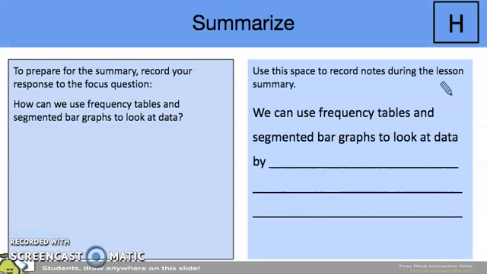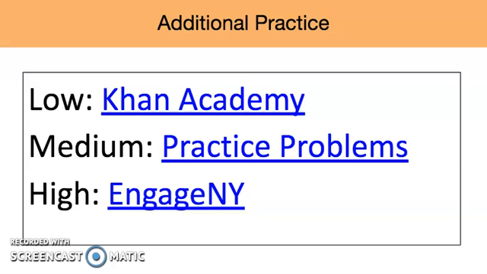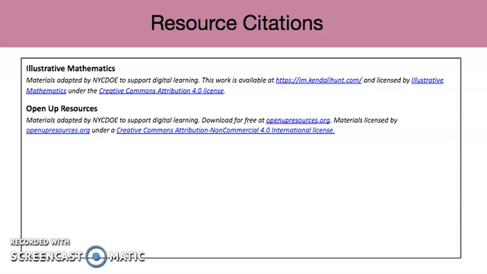They're going to summarize their answer to the question, how can we use frequency tables and segmented bar graphs to look at data? And here is a support video from Khan Academy, and here are some activities that they can do to continue practicing from Khan Academy, Open Up Resources, and Engage New York. And as with every lesson, here are the resource citations, and you can always look at these resources. That way you can look at what students should be doing at various grade levels.